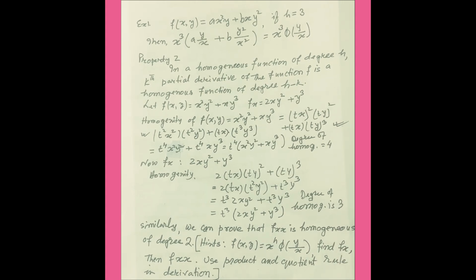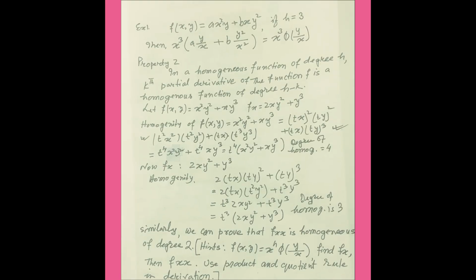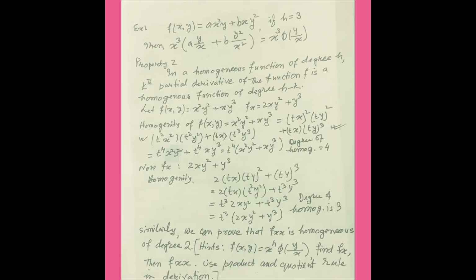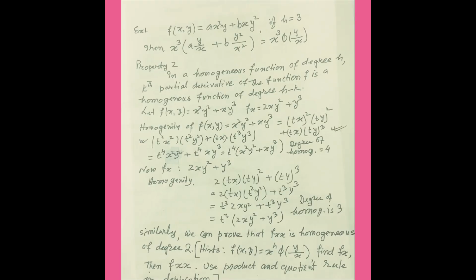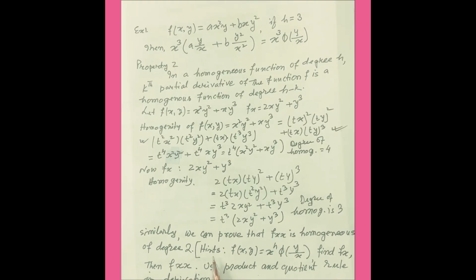So this I have kept for homework. Okay, homework. So the hint is that function f(x,y) is equal to x to the power h phi(y by x). Find fx, then fxy. Find fx from this, then find out fxx. So we'll have to start from here. Use product and quotient rule in derivations.